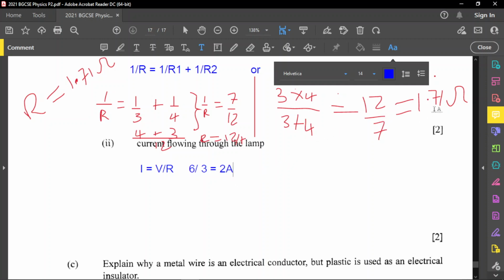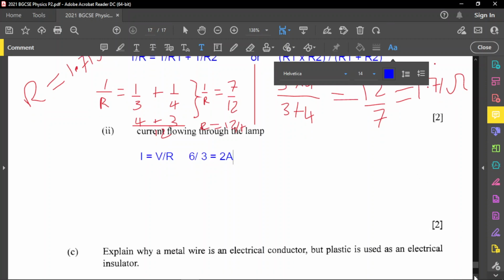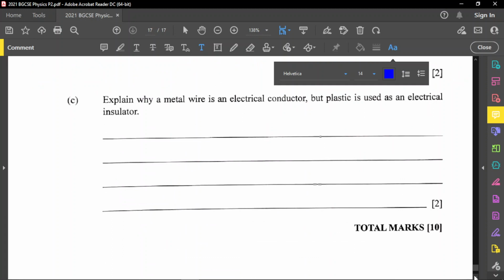The total current is a different story. If you want to find the total current, you multiply the 1.7 times the 6, which will give you the total current. All right, so let's go to the last part of the question, which is to explain why a metal wire is an electrical conductor, but plastic is used as an electrical insulator.